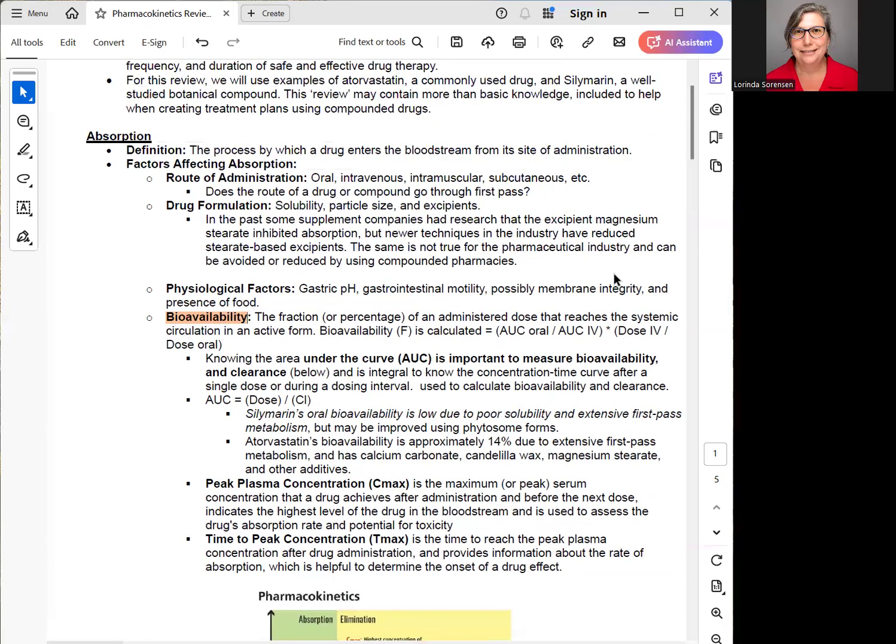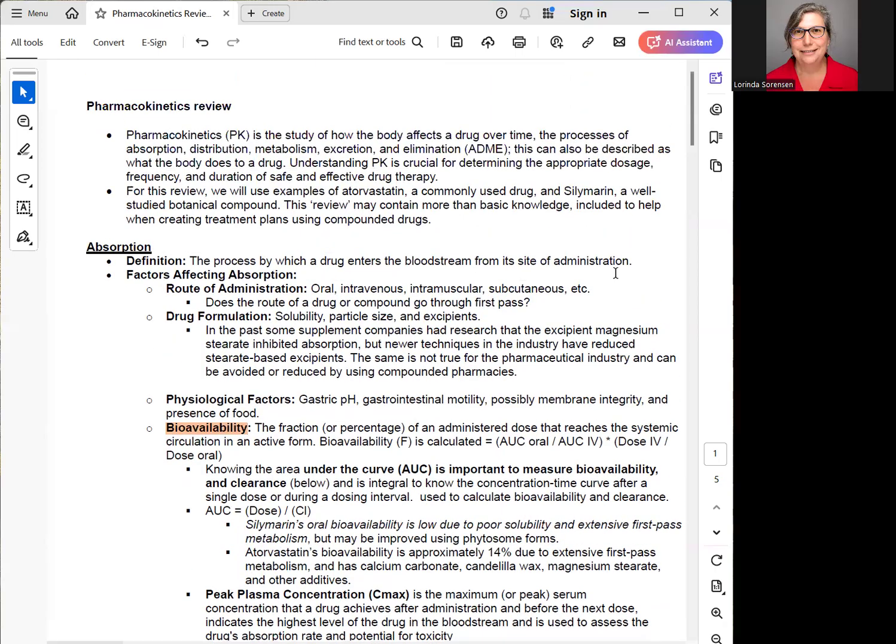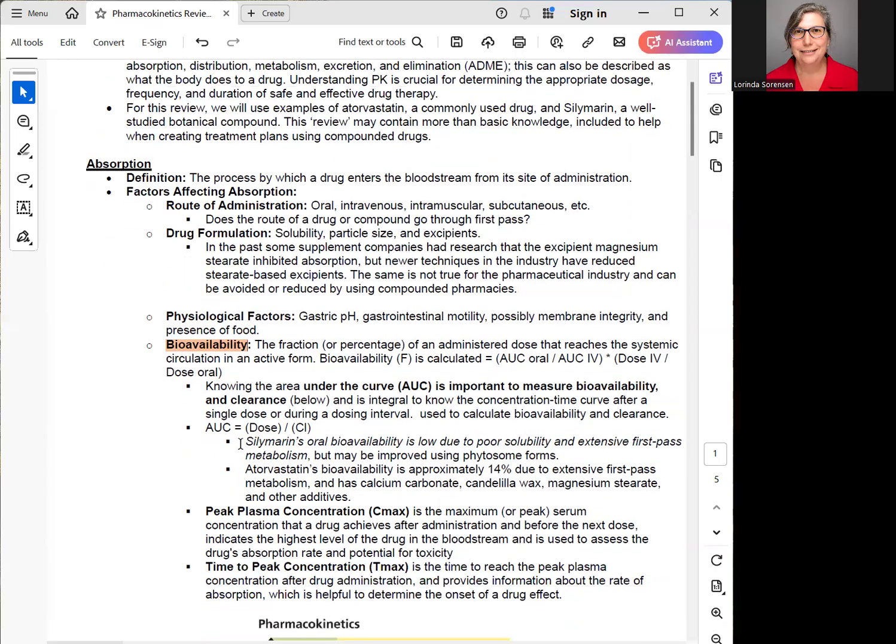Now, there was something I wanted to say in here. Oh, here. So some of this is in italics and some of this is not. But silymarin has poor bioavailability. It's composed mostly of flavonolignans, so that makes sense. A lot of flavonoids are not very bioavailable, but we have these awesome phytosome forms, the phosphatidylcholine complexes, for lack of a better term, which definitely helps with that.